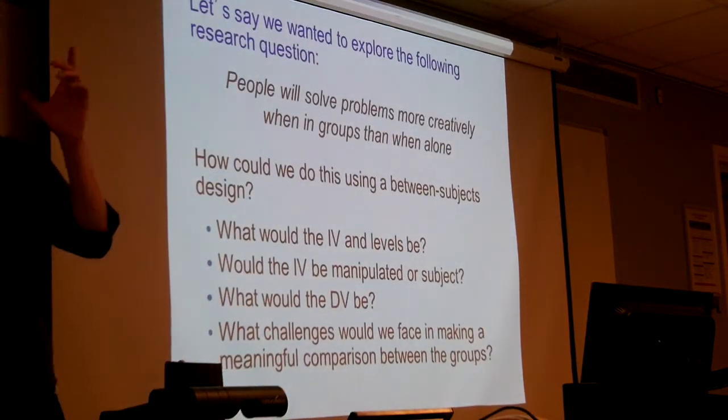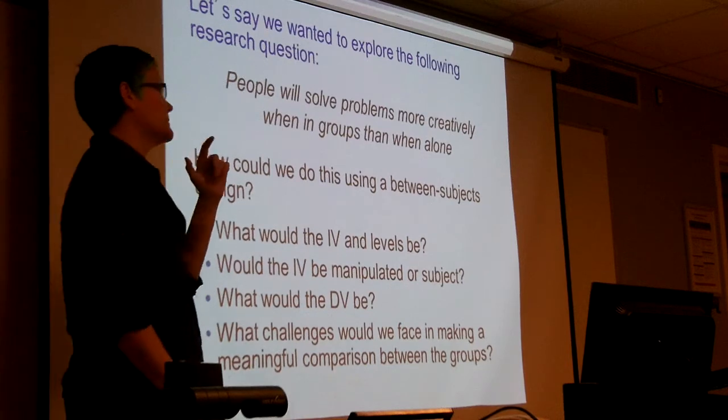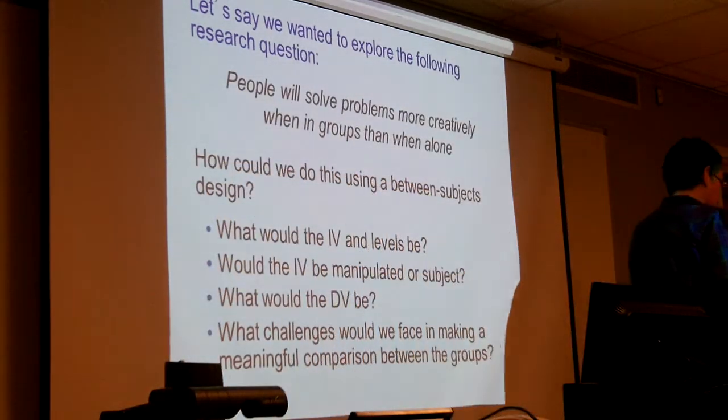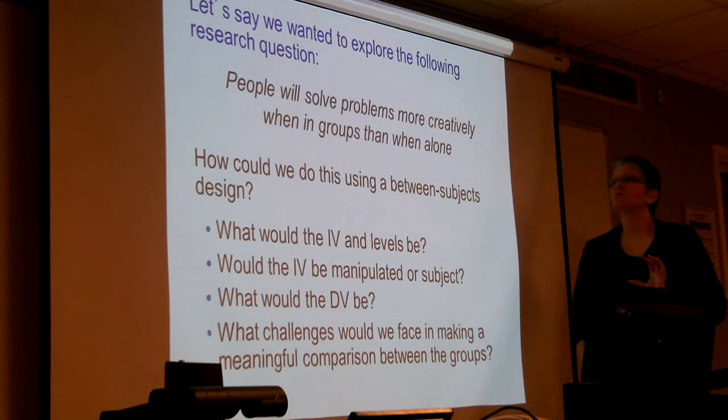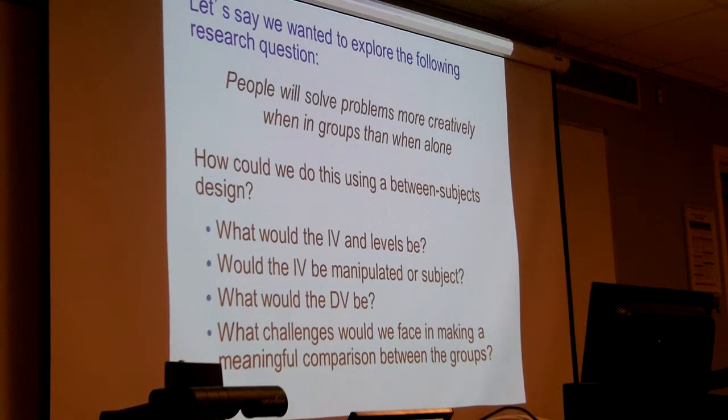Just to practice the distinction before we jump in and talk more about between subjects, let's imagine that we want to design an experiment to explore the research question: will people solve problems more creatively in groups or alone? We want to investigate it empirically, using an experiment. If I'm going to do this as a between subjects design, what would the IV be? And what would the levels of the IV be?